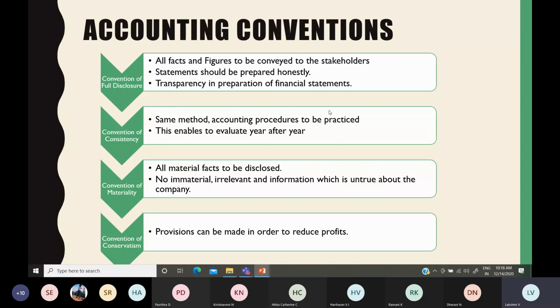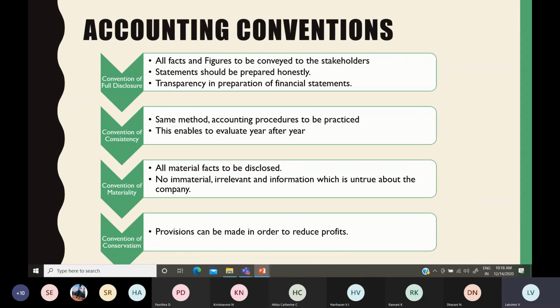And the convention of consistency. Convention of consistency means that every time you have to adopt the same practices. This we already discussed. Consistency means throughout. Now this year, if I am going to provide depreciation, which means a decrease in the value of assets, I am going to adopt one method, the straight line method.